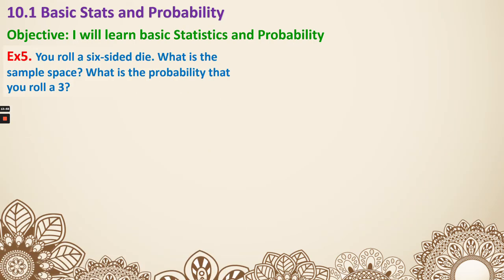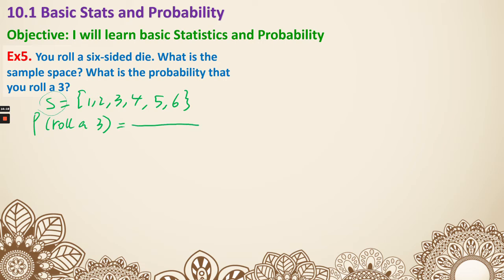Now let's do some calculation on probability. You rolled a 6-sided die. What is the sample space? When you roll a 6-sided die, you could possibly get 1, 2, 3, 4, 5, 6. What is the probability that you roll a 3? So P roll a 3, because the event is roll a 3, we put that inside the parentheses. The bottom is all the possible outcomes, which is everything inside the sample space, so 6 of them. The top is roll a 3. Out of these 6, there's only one number that's a 3, so we just put a 1. The probability of rolling a 3 is 1 over 6.